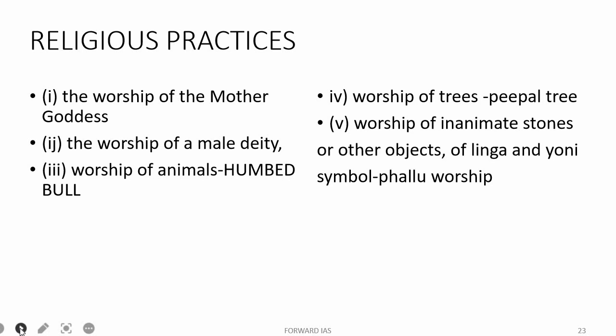The humped bull was one of the chief animals which was worshipped by Harappans. Other animals which surrounded the Pashupati Mahadeva in the seal were also worshipped. Tree worship was very common among Harappans. It is still practiced. Harappans were phallus worshippers. They worshipped linga and yoni symbols.